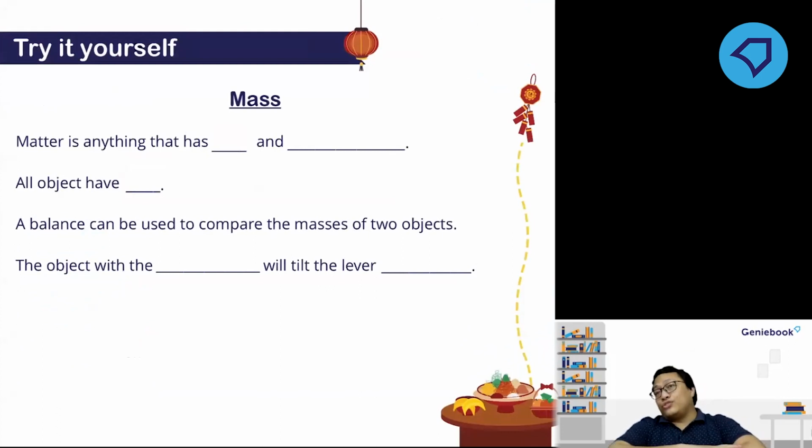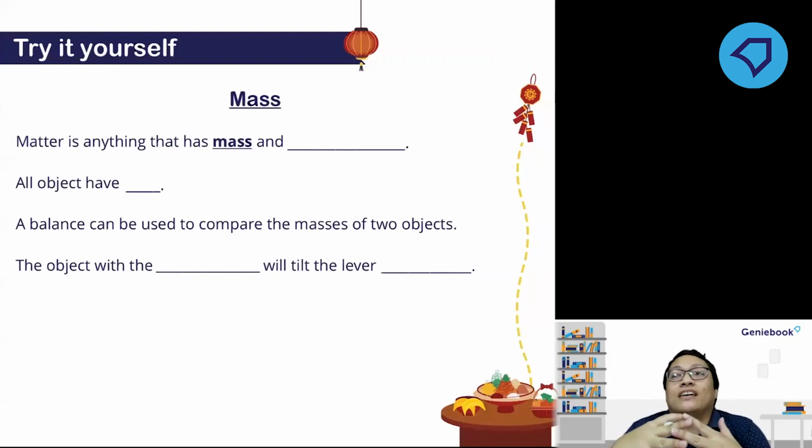Now, I want you to try answering this question. If most of you answer this question correctly, then I will reward you all with the bubble. Like every try yourself question, everyone is rewarded with the bubble if everyone tries their best. So matter is anything that has what?